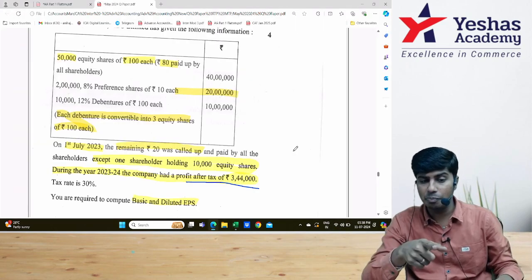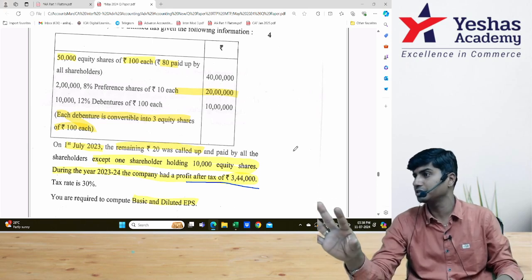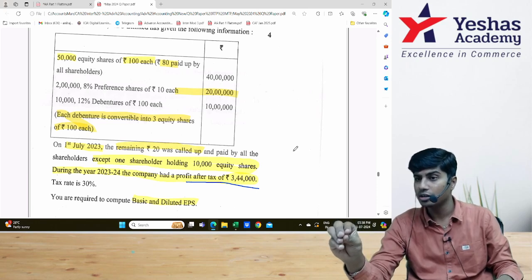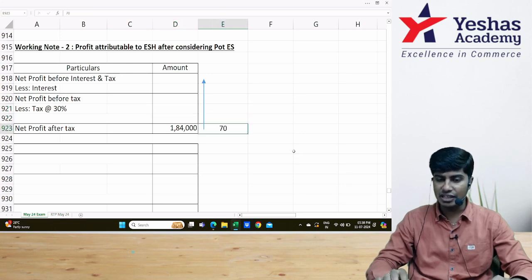Why? Though they have given preference shares there, they are not convertible. Those preference shares will remain preference shares. So this 1,84,000 is after deducting tax of 30%. How much do you think is the tax? This is 70. This is 30. 184 into 30 divided by 70.